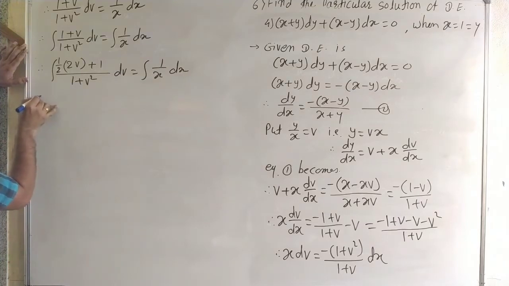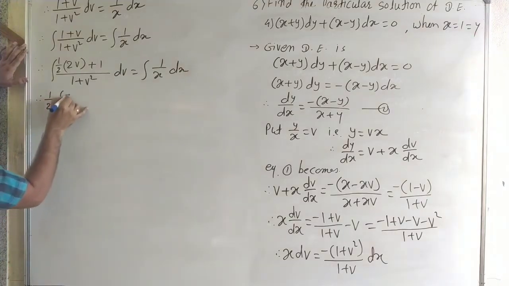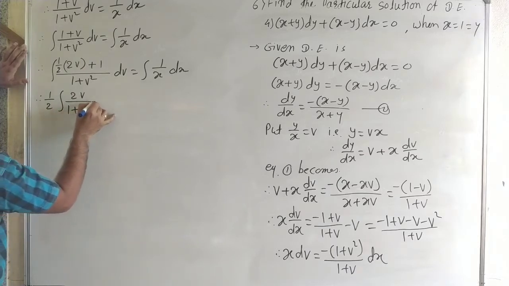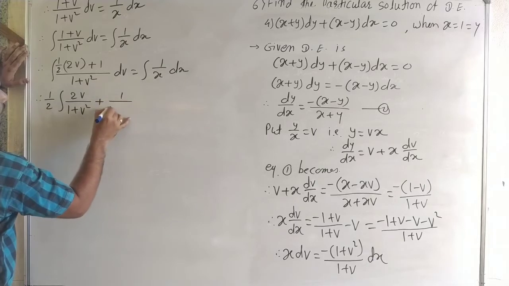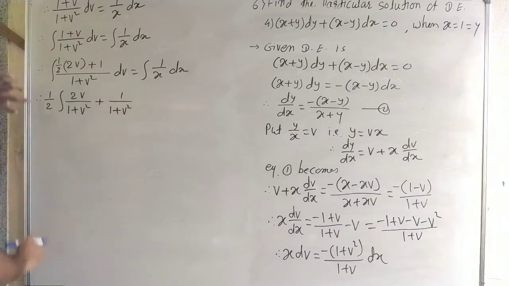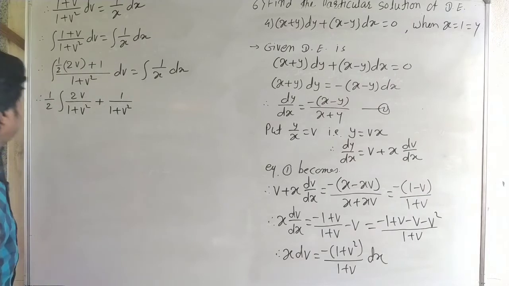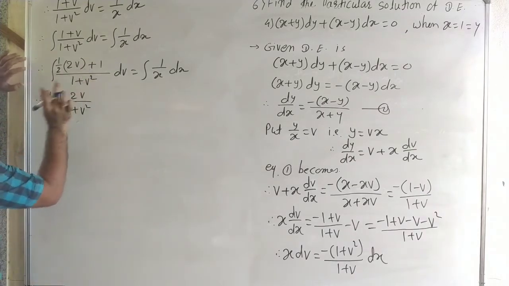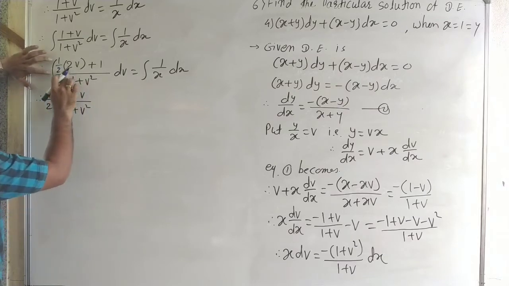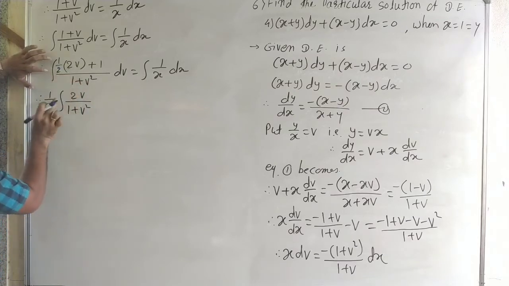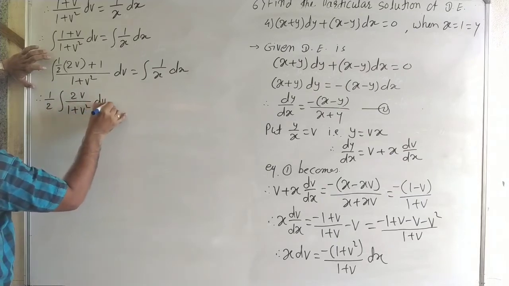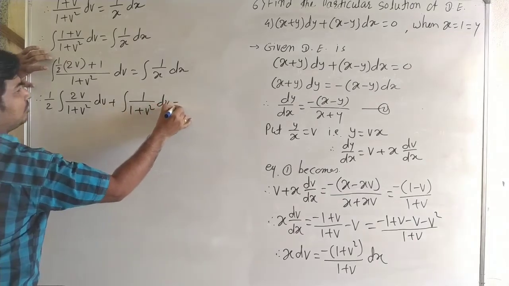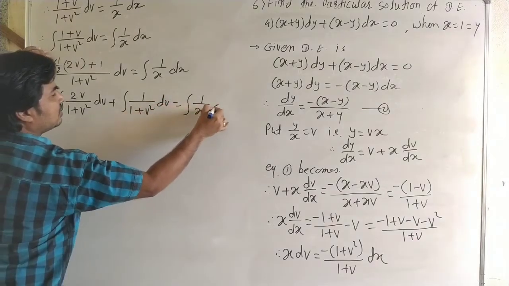Now separate the integrals. It is 1 by 2 into integral of 2v upon 1 plus v square plus 1 upon 1 plus v square. Okay, it is 1 by 2 only for this integral. Here we separate the integral and separate the denominator. Okay, here 1 by 2 only multiplies with 2v, so this multiplier, it is dv plus integral of 1 upon 1 plus v square dv is equal to integral of 1 by x dx.